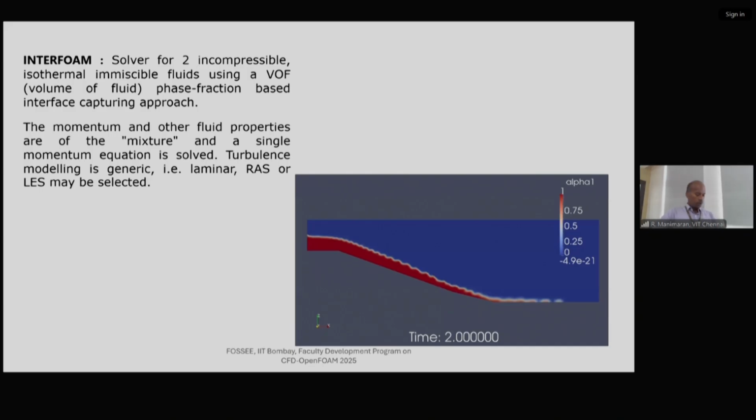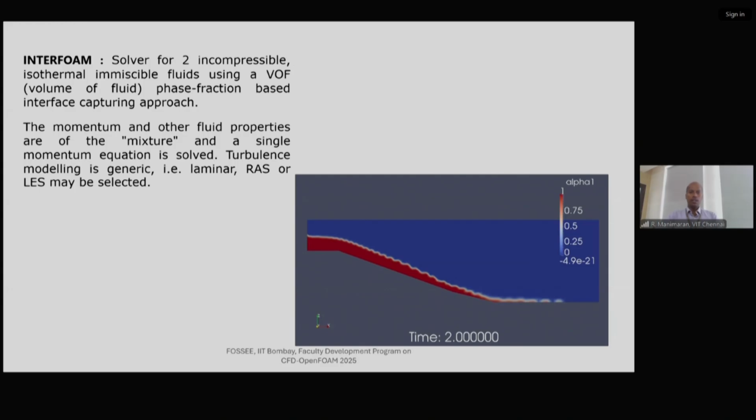Now let's take a look at some of the solvers available in OpenFOAM, like interFoam, a solver for two incompressible, isothermal, immiscible fluids, using a volume of fluid phase-fraction-based interface-capturing approach. This model is especially made for capturing the interface. How does the interface behave? For example, in the slide here, water flowing over a weir. How does the shape of the weir flow take place? This is very essential for civil engineering applications. Here the momentum and other fluid properties are of the mixture type, and a single momentum equation is solved.